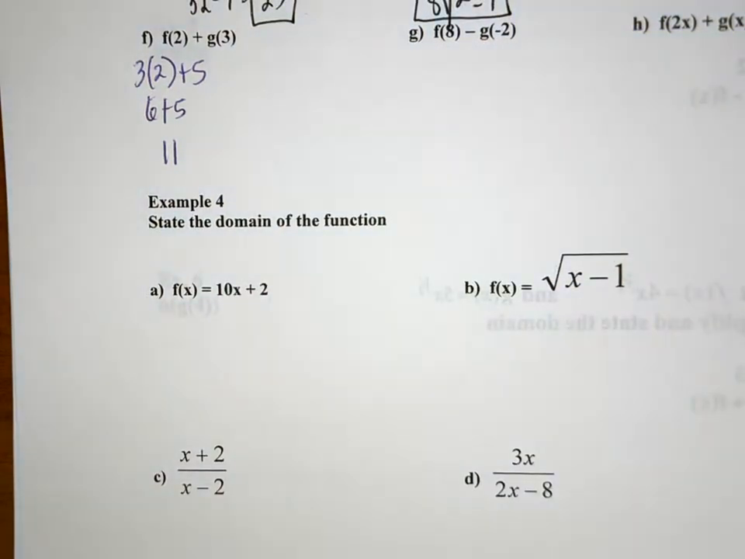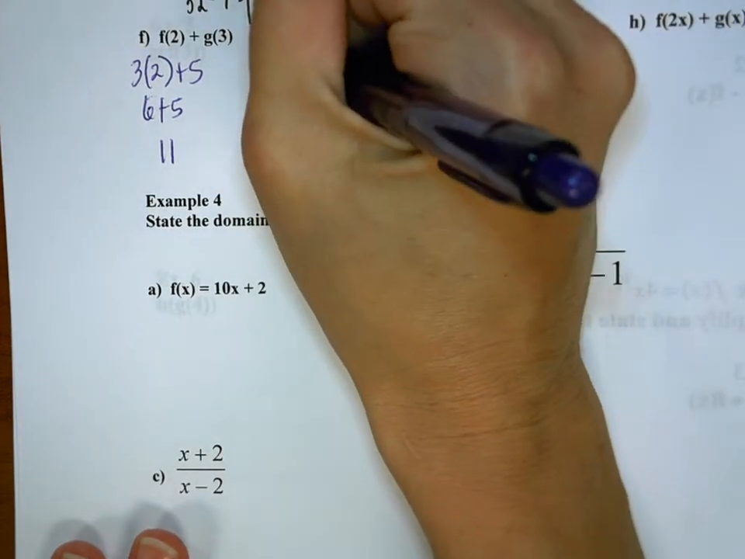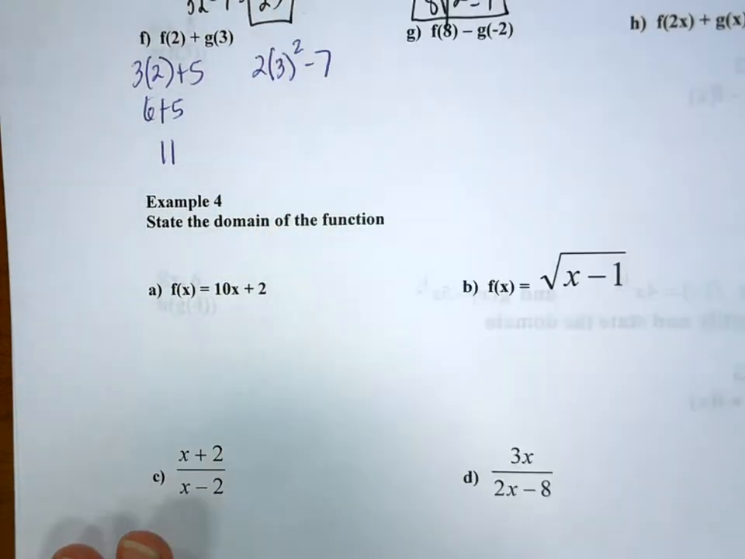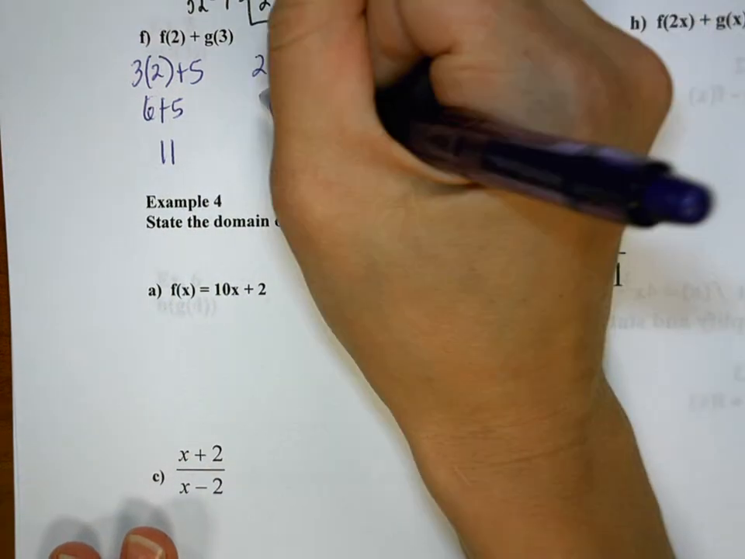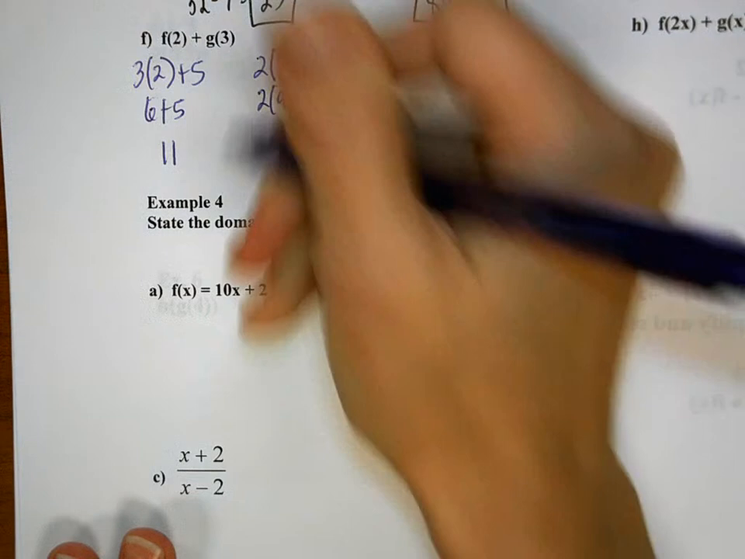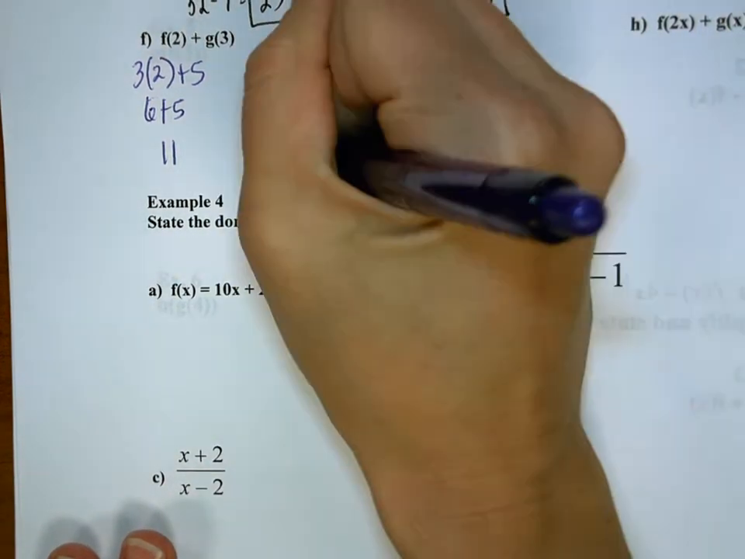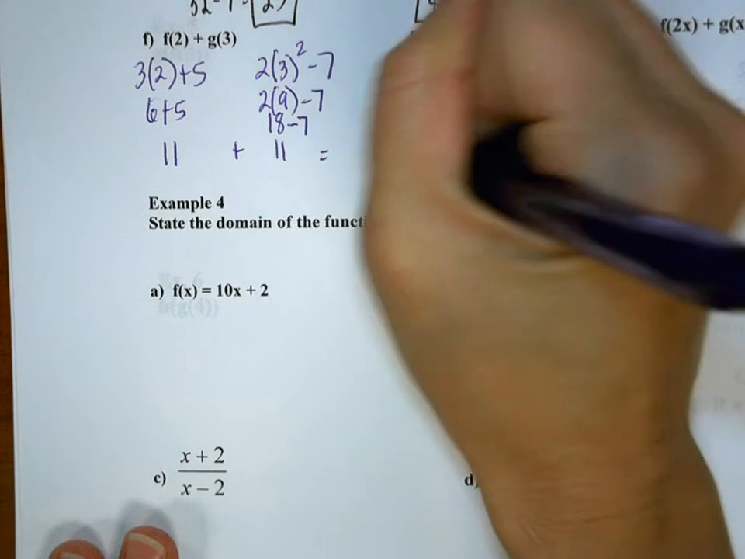When we plug in 3 to the G equation, I have 2 parentheses, and then I have 3 squared minus 7. We first do the square. 3 squared is 9. So then I have 2 times 9 minus 7. 2 times 9 is 18, and 18 minus 7 is 11. Then I can add them together, which is how I get 22.